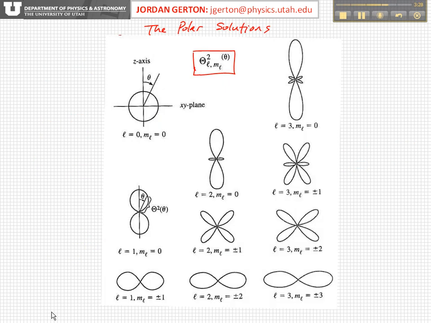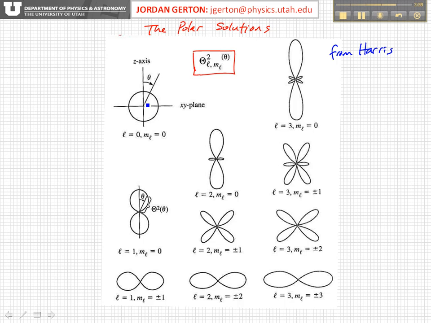Okay, so here are the polar solutions. These are the phi sub L M_L's, and here this is from your book, again this is from Harris. These have now been squared, so we're looking at the probability density when you look in the different directions.